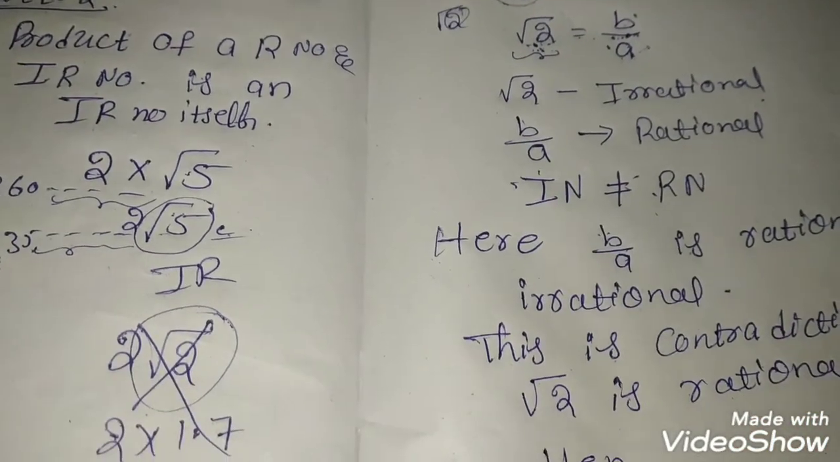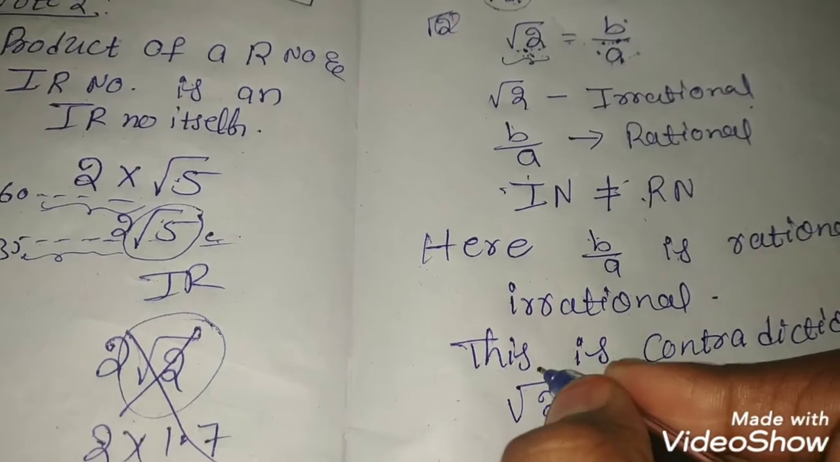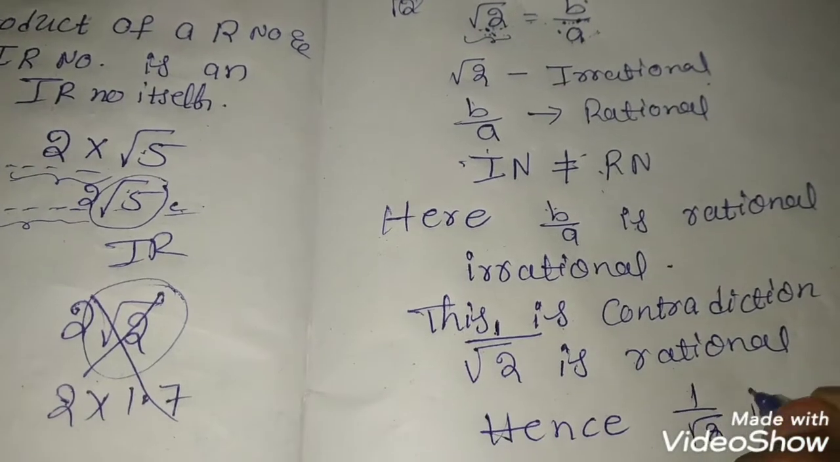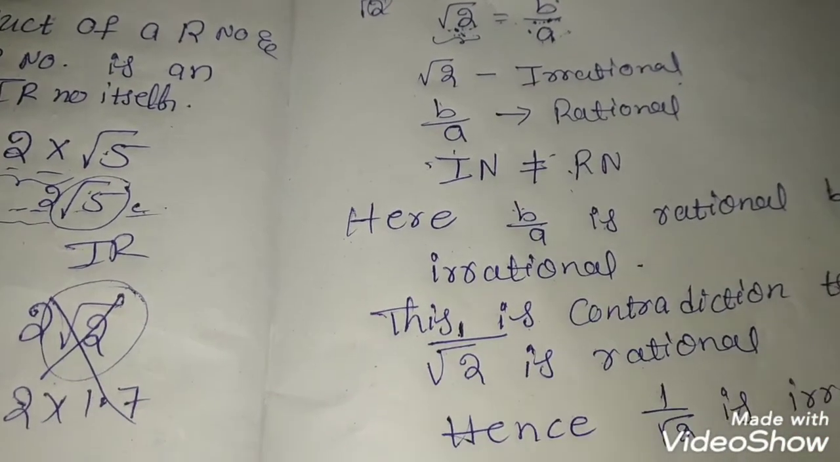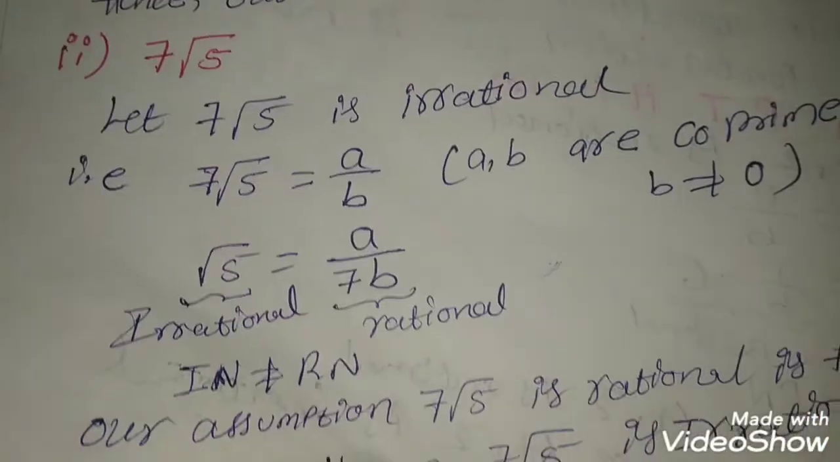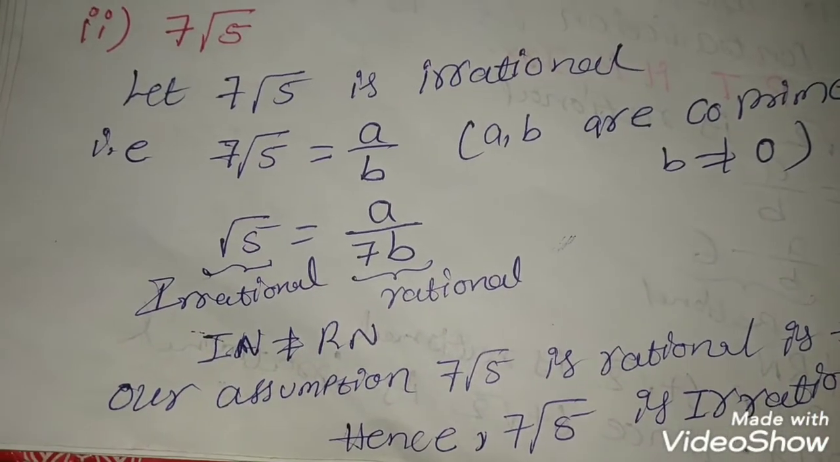Hence 1 by root 2 is rational. Hence 1 by root 2 is irrational. Okay. So let's check here first.